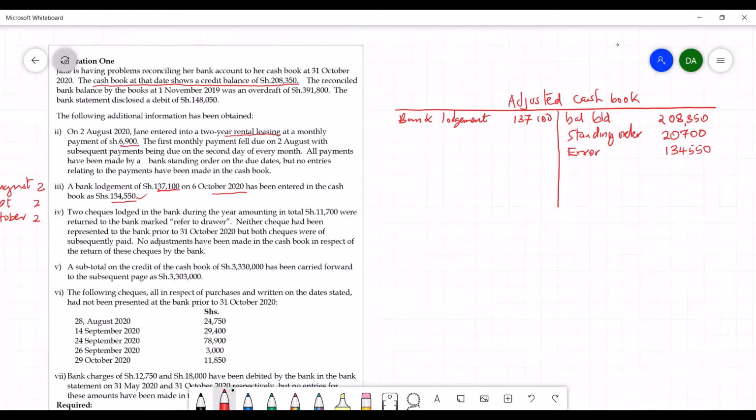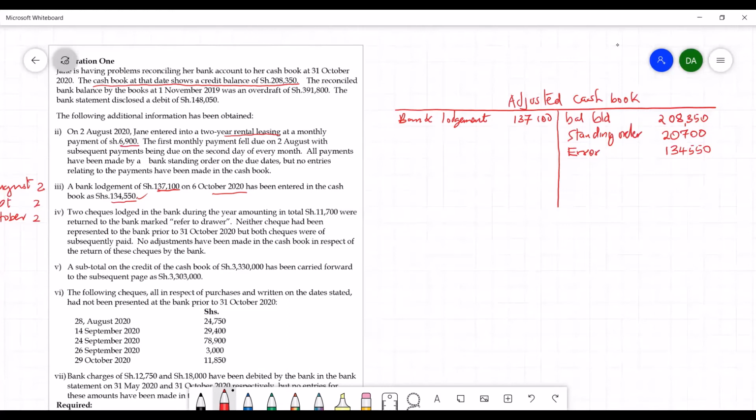We are also told that 2 checks lodged into the bank during the year amounting to 11,700 were returned to the bank marked refer to the drawer. Neither check had been represented to the bank prior to 31st December. Both checks were subsequently paid. No adjustments have been made in the cash book for them.